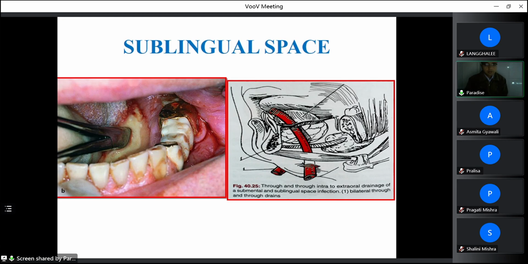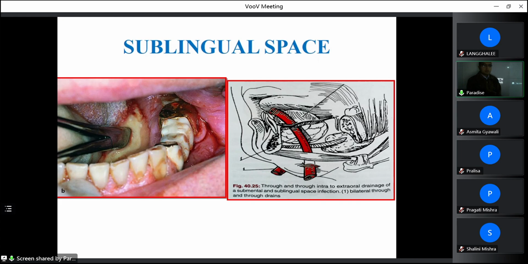Another thing, once you have done the incision and drainage, never try to suture it. You have to do dressing, at least for 2 to 3 days. When the infection has subsided, then you can place a suture once the area is sterile. Again, in case of sublingual space infection, as you know, the sublingual space is present between the floor of the mouth, between the submucosa and the mylohyoid muscle.